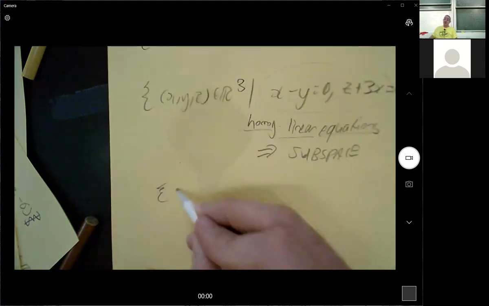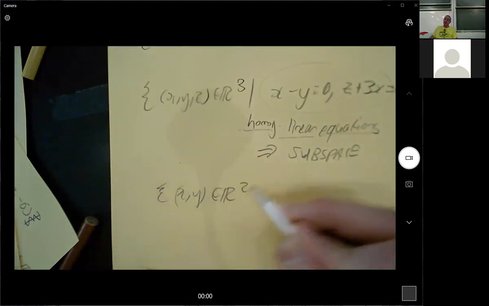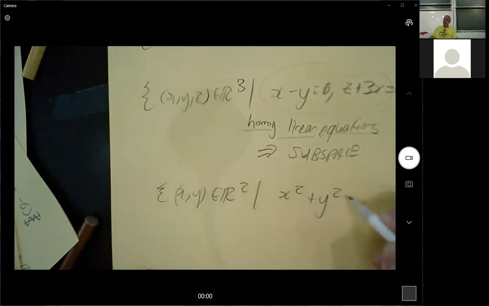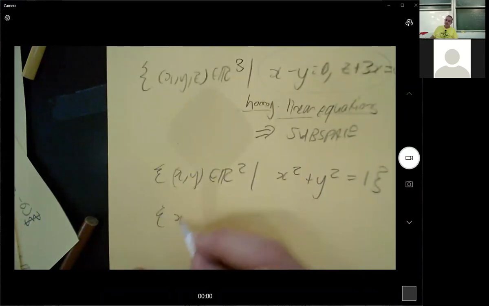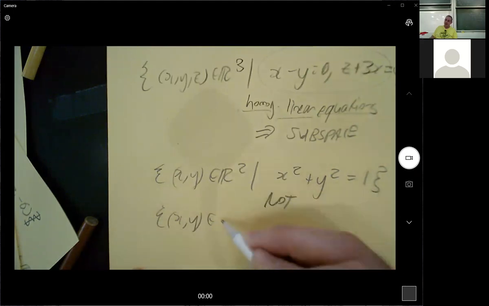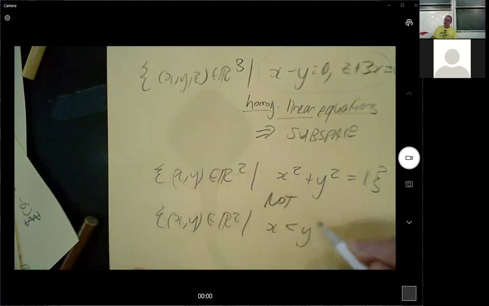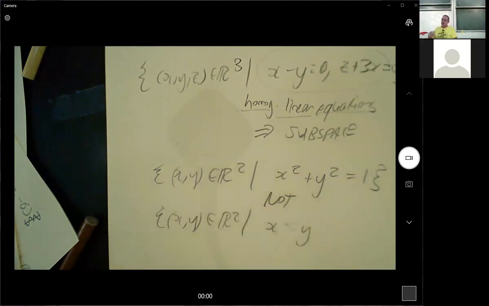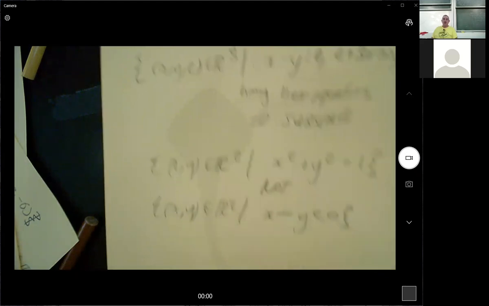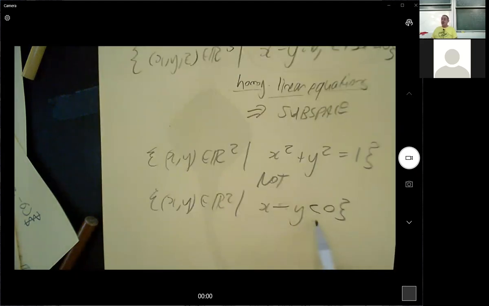So I can look at this and go, not a subspace. That is not a linear equation and it's not homogeneous. And in particular, 0, 0 doesn't satisfy it. But even this, not a subspace. You know, x minus y is less than 0, for example. If that had been an equals, it would have been a subspace, but that's not even an equation. So that's not a subspace. That's an inequality.